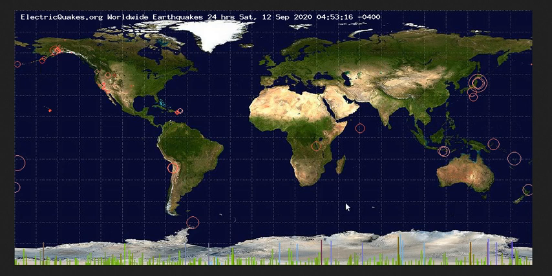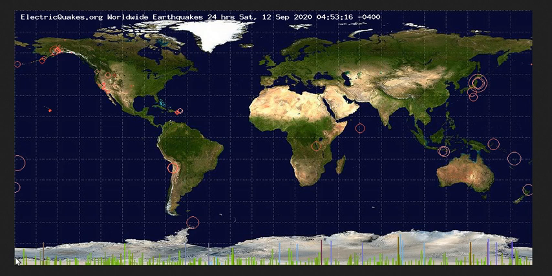The really interesting thing about this display, though, is what you see across the bottom. And that is a very good, quick visual reference of the activity and the time period. In this case, of course, it's the 24-hour time period.